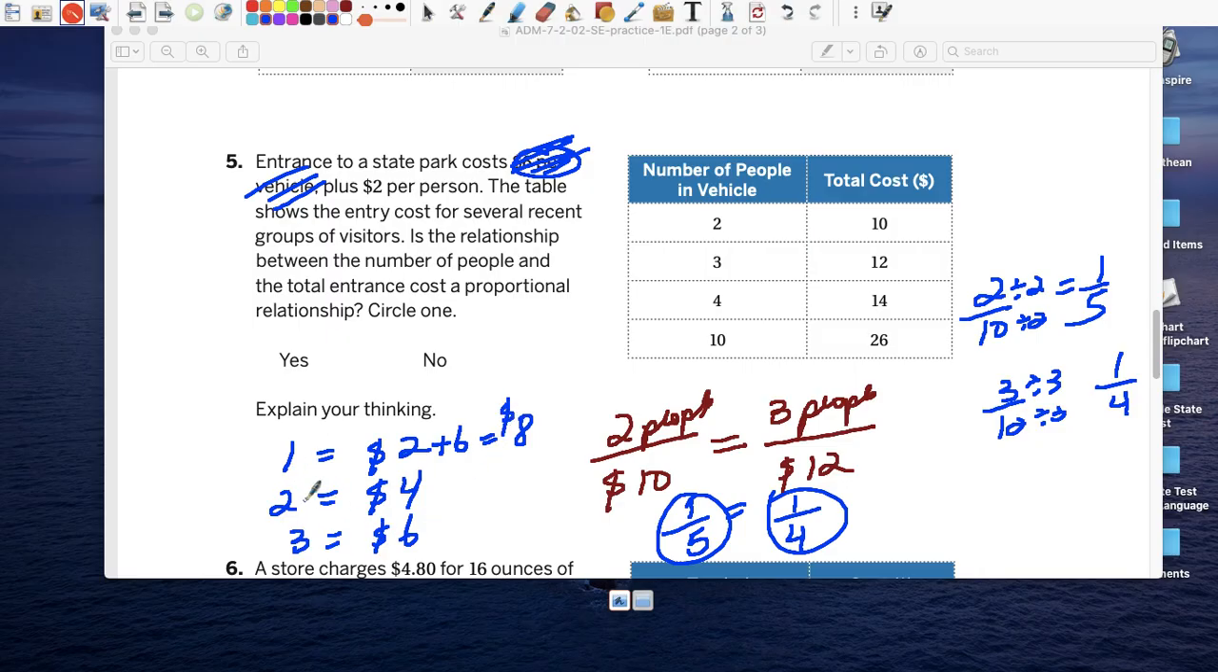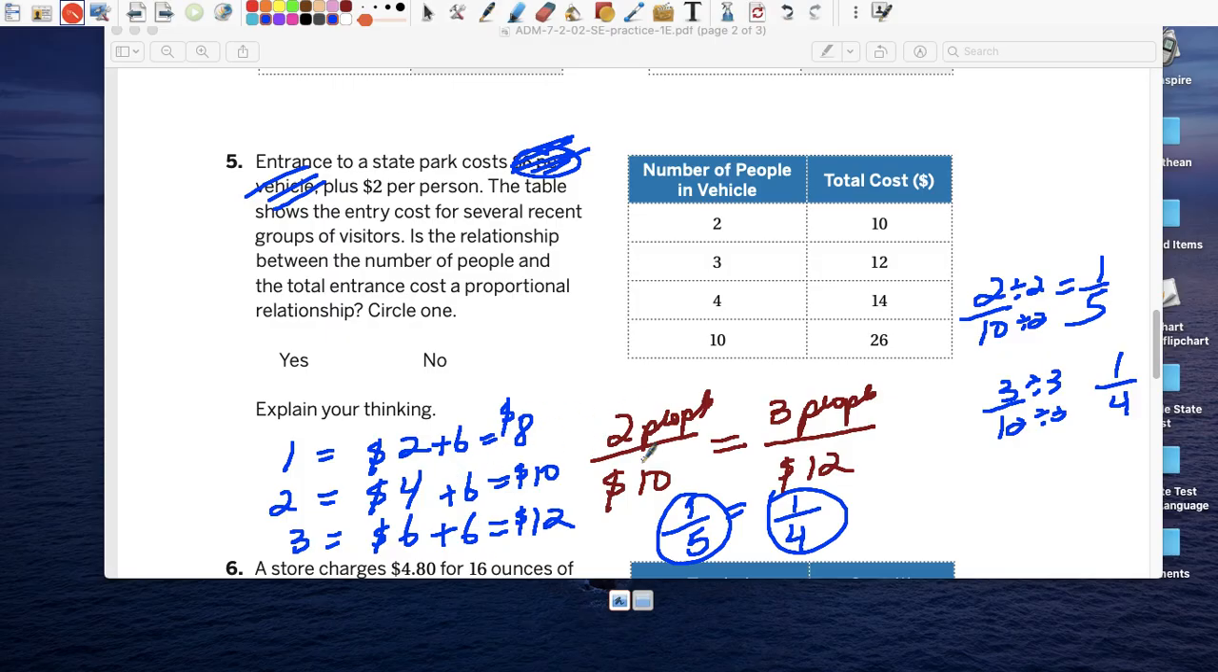Two people come into the park, they're gonna pay $4 for the entry fee plus $6 for the car they're in. 4 plus 6 is 10. Now, does it look like it's proportional? No, it's not. Let me do one more. 3 people drive into the park. They're gonna pay $6 for the tickets, plus $6 for the car. So that becomes 12. Right?